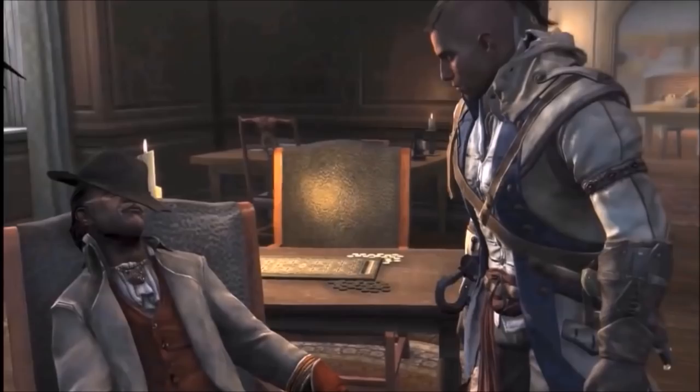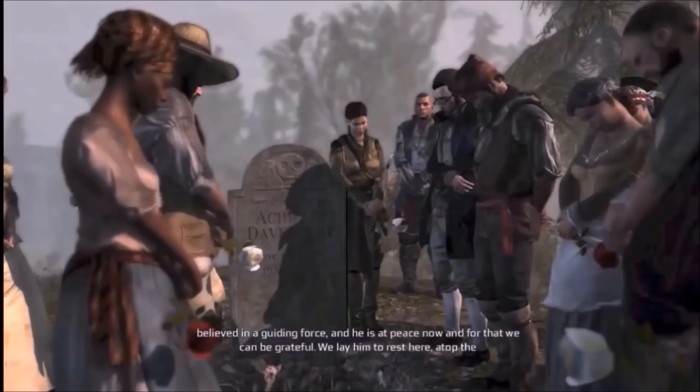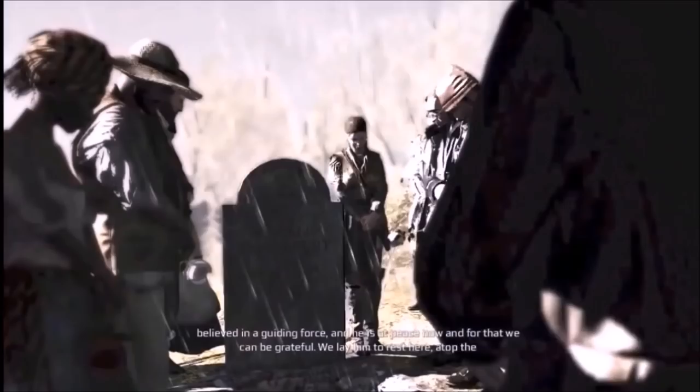Continuing the events of Assassin's Creed 3, Connor returned to the homestead to find that Achilles had passed away. The man who had taught him everything he knew and cared for him like his own son was gone.